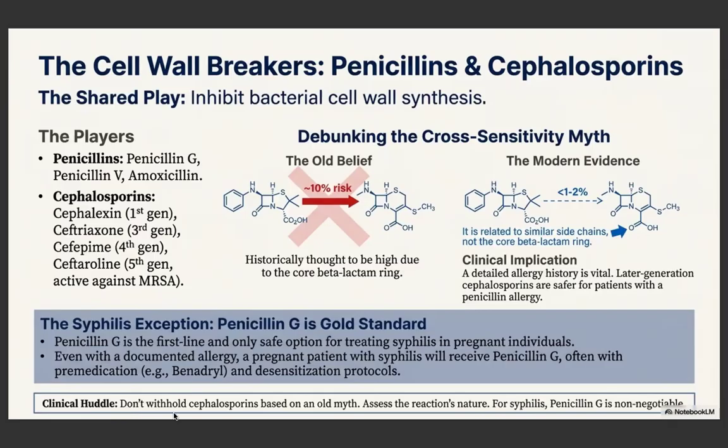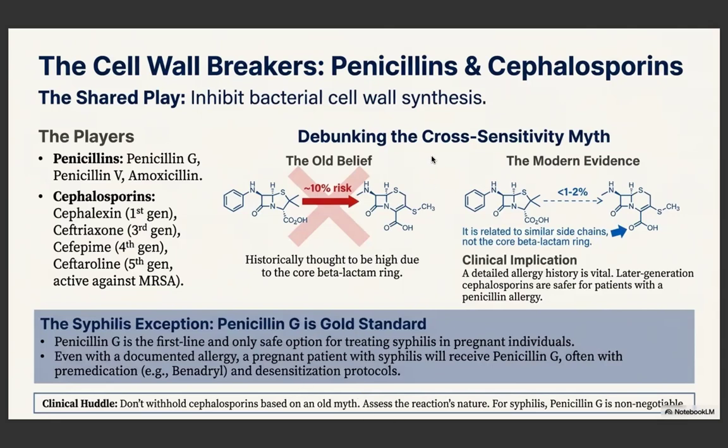But again, for cephalosporins, at this point, it's kind of a myth. But for syphilis, at least, it's non-negotiable. They have to be receiving penicillin G. Getting no treatment at all is rather irresponsible. So yeah, that's all I'm going to mention on that part.